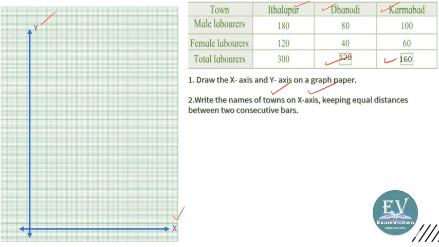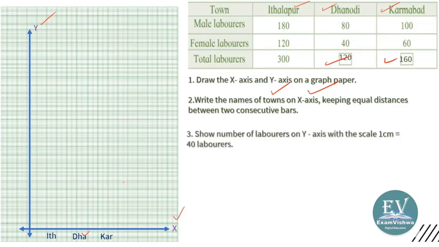It is given on x-axis you have to write. So I have to write over here. I am writing it short, ITHA for Ithalapur and DHA for Dhanodi and KAR for Karmabad. Short form I am using to save the space and time in a graph. These are towns. Okay. Now I will think of what to be written on y-axis. The number of laborers should be written on y-axis, maximum is 300. So accordingly I should take the scale.